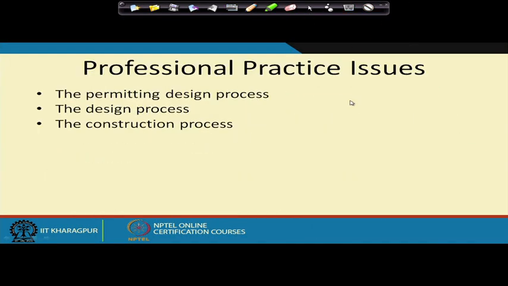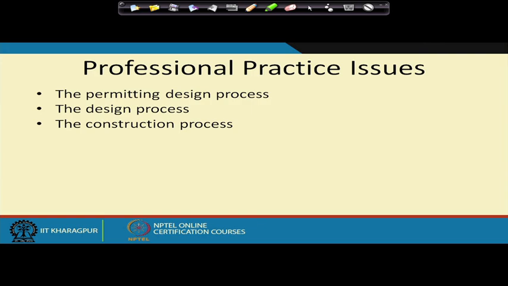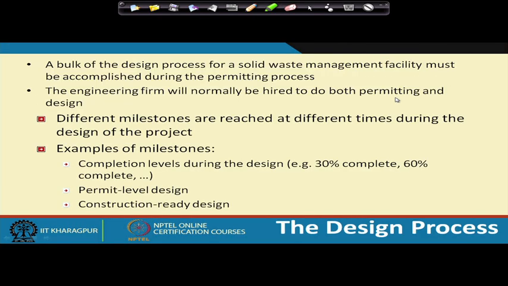So in terms of professional practice issues, what we are talking about now is actually professional practice issues. As an engineer, what we do as a professional engineer, what things we work on. In terms of the professional practice issues, we talked about the permitting process, and then we'll talk about the design process. Once we have the permit, we have to do the design. Then we also talk a little bit about the construction process. So these three are the big areas of professional practice issues.